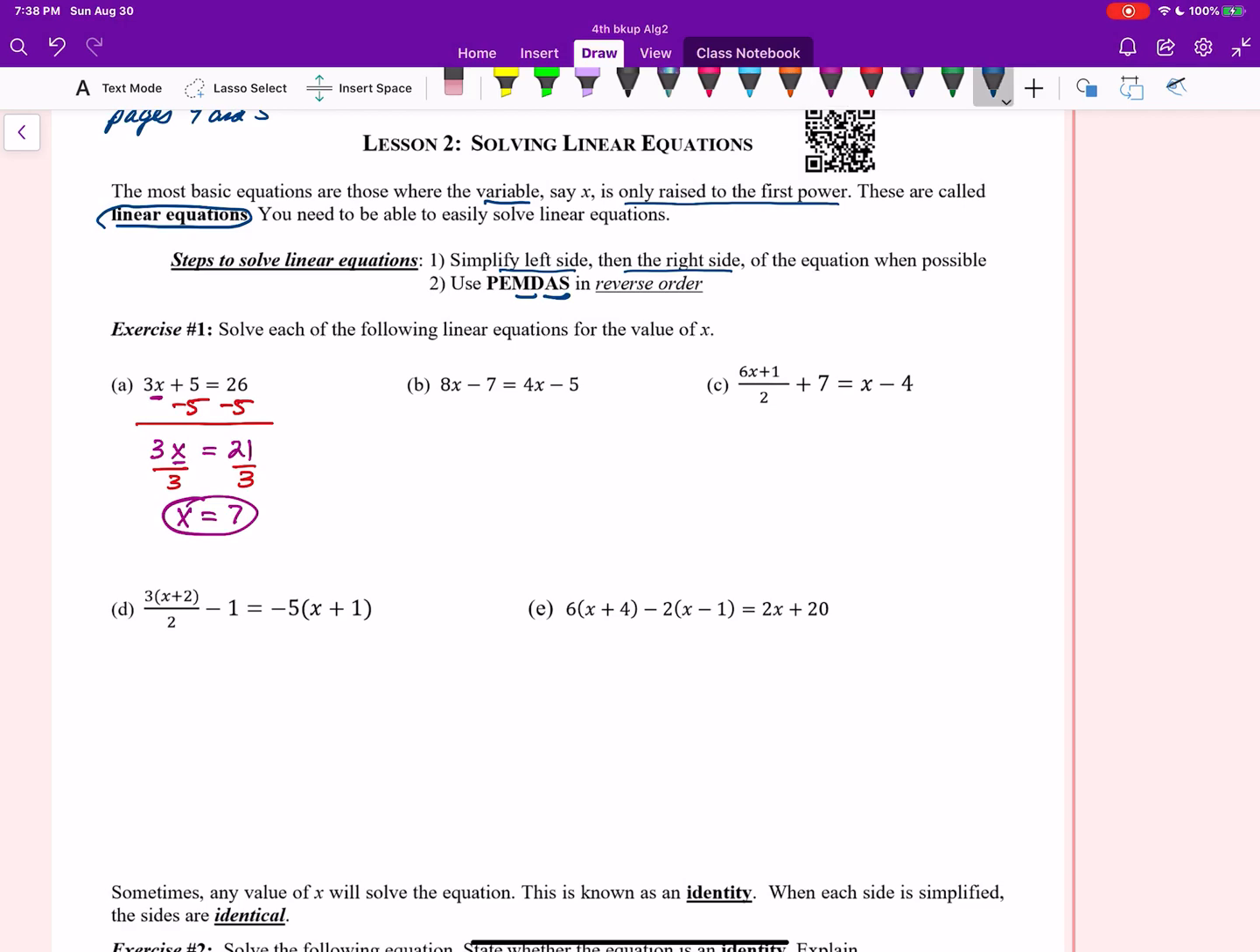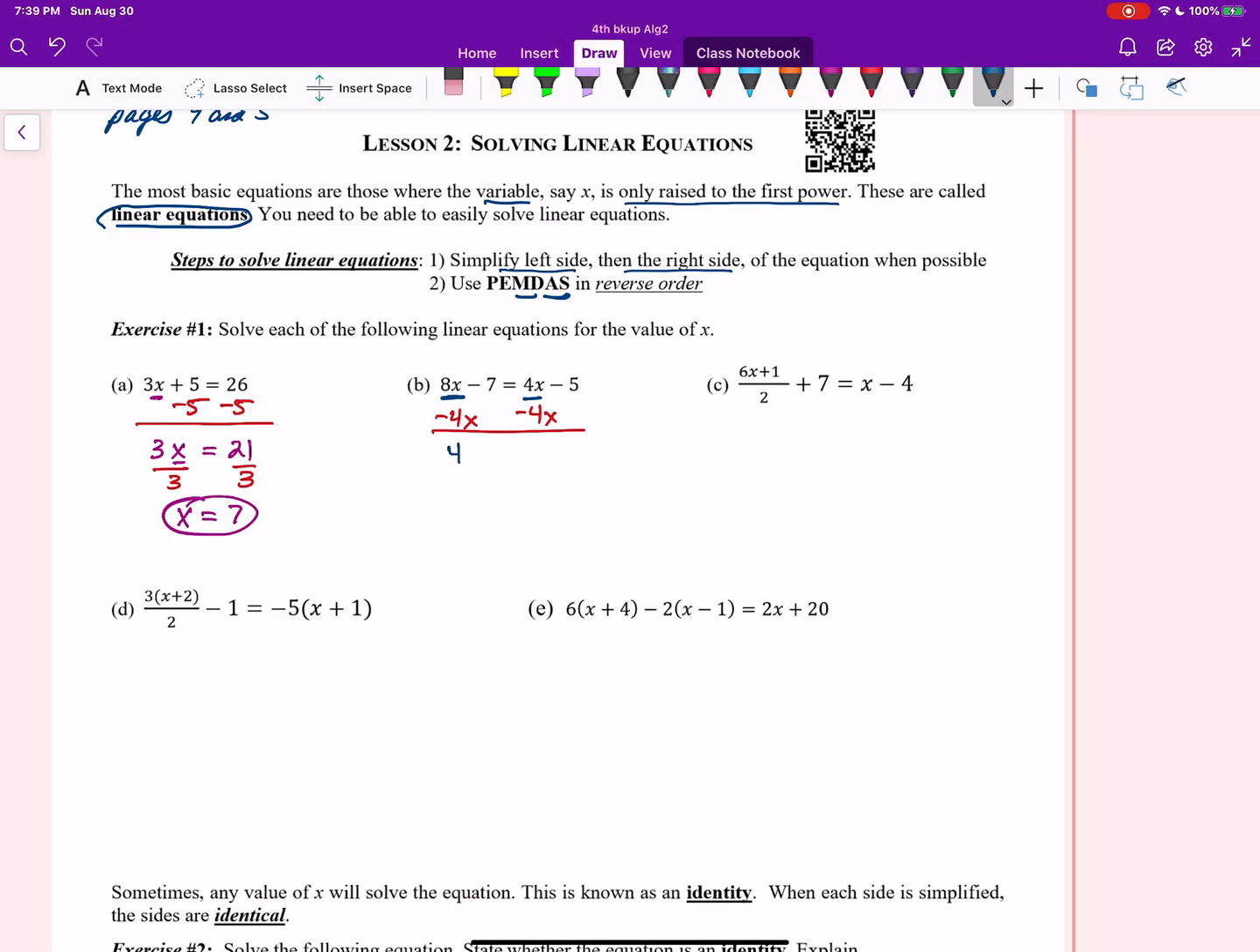B, 8x minus 7 equals 4x minus 5. There's nothing to do on the left-hand side. There's no simplifying that needs to be done, nor on the right. But here we have an 8x on the left and a 4x on the right. It's my habit to always get the terms containing our variables together first. So I'm going to subtract 4x from both sides.